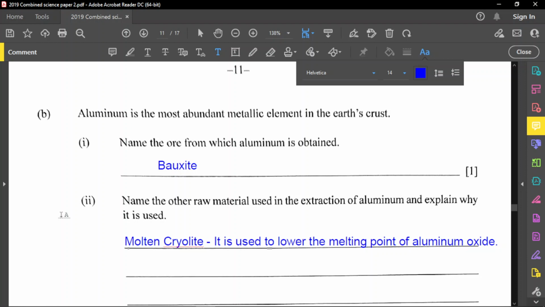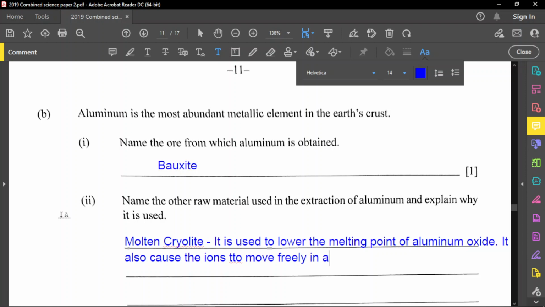Again, the purpose of the cryolite is also that it causes the ions to move freely. Ions to move freely.